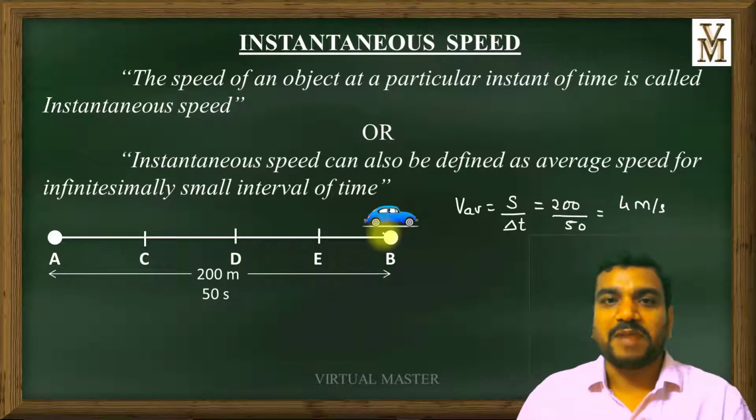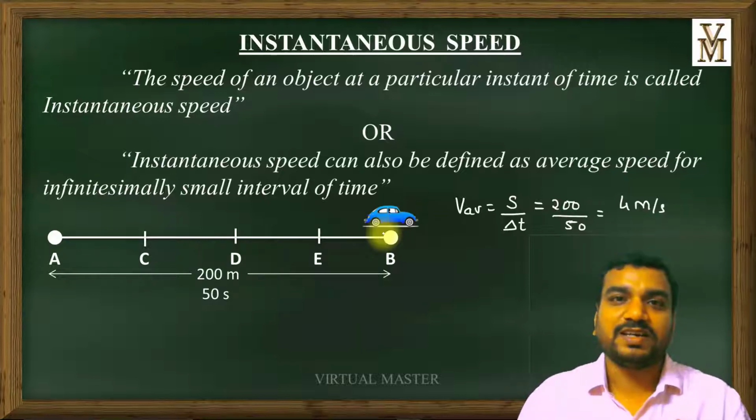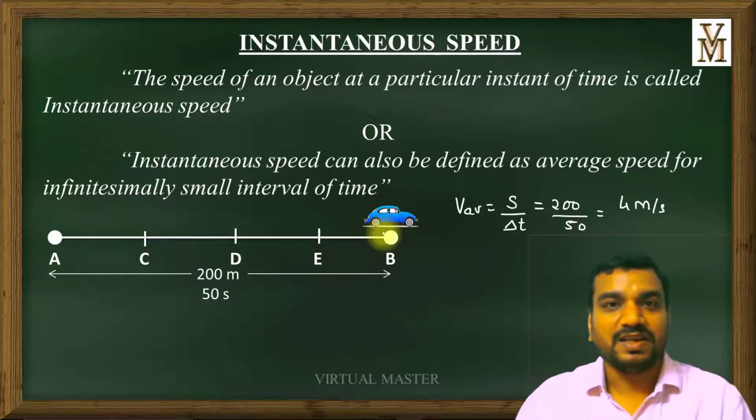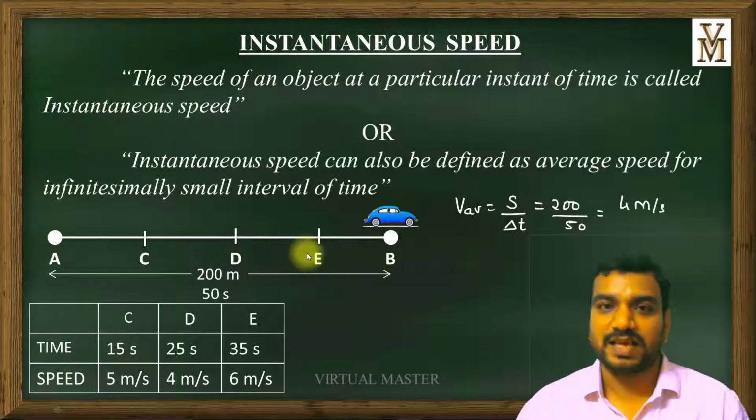We all know that practically the car cannot travel with a constant speed at all the time, isn't it? At different times the speed of the car will be different. Okay, as you can see in the table, there are 3 points, point C, D and E on the path of the car, that is AB. The car reaches point C at 15 seconds, the car reaches point D at 25 seconds, and the car reaches point E at 35 seconds.